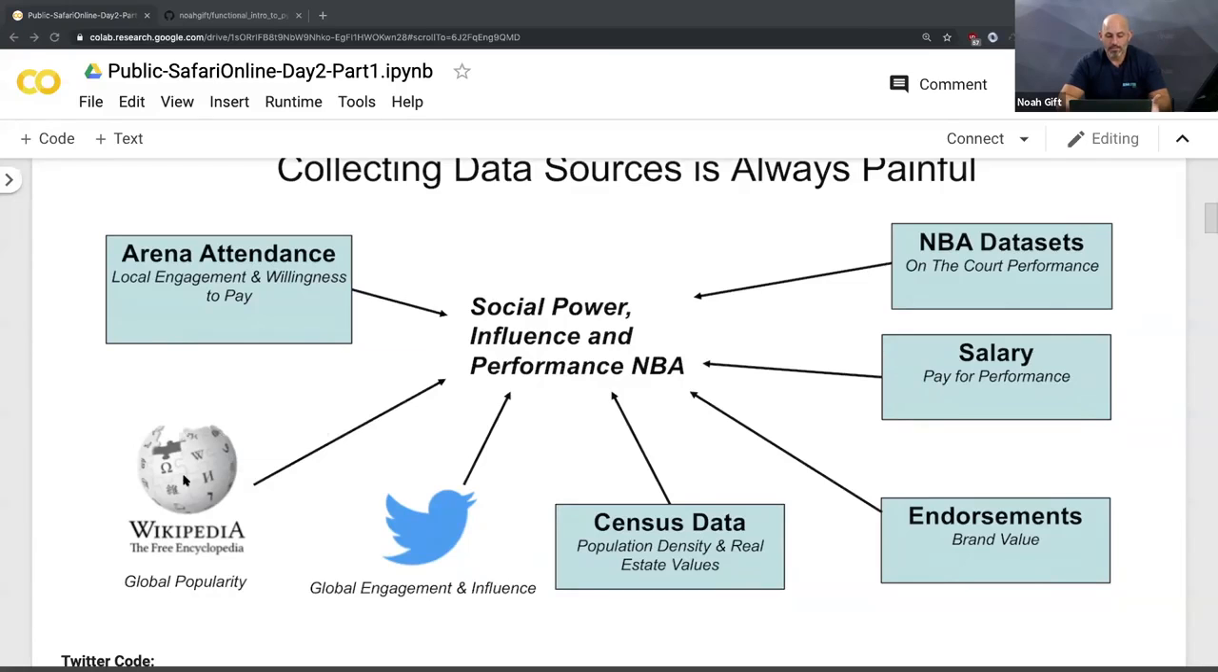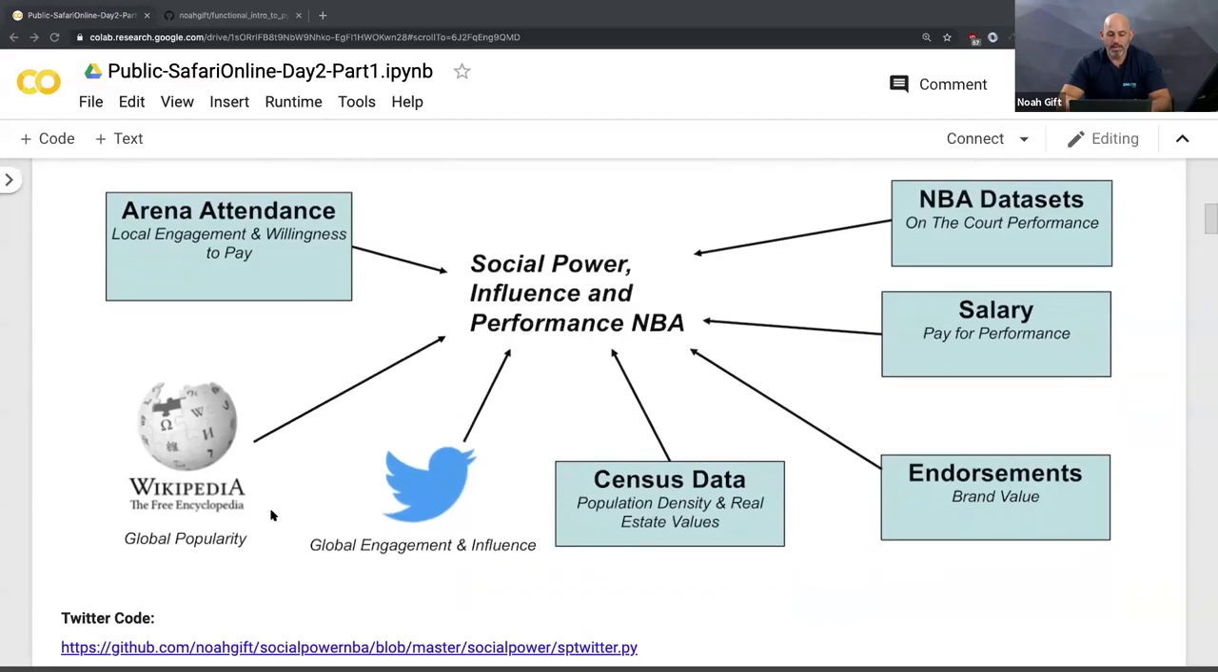Next, I grabbed some data from Wikipedia. What was interesting about Wikipedia is that it's a proxy for global popularity. And so it's a great open source data set that you can grab information on.